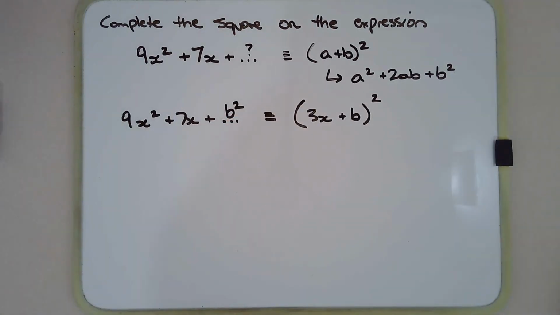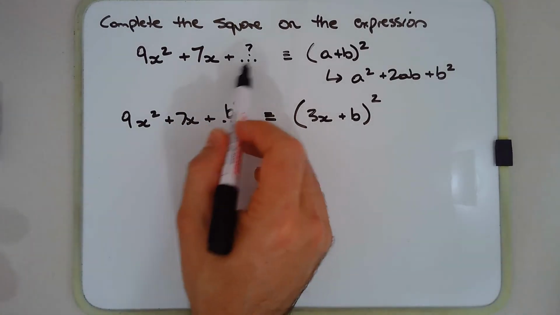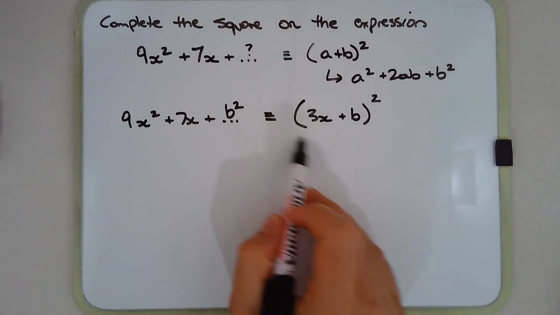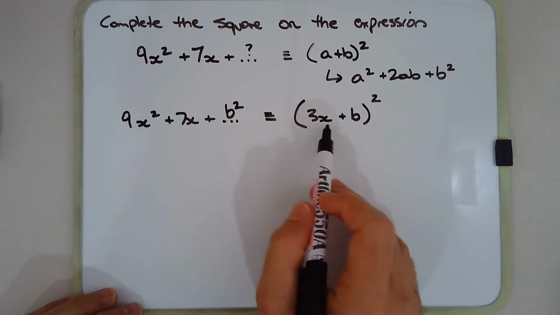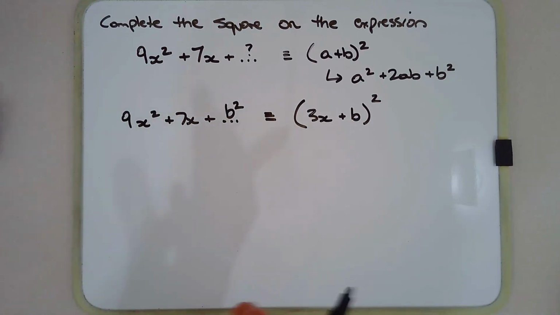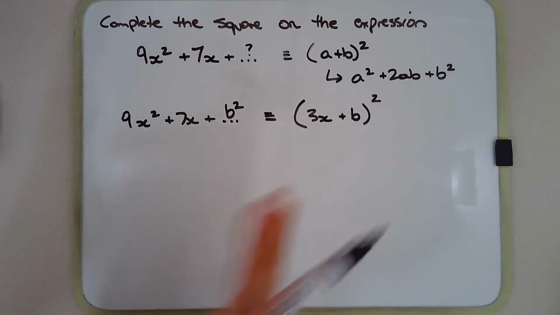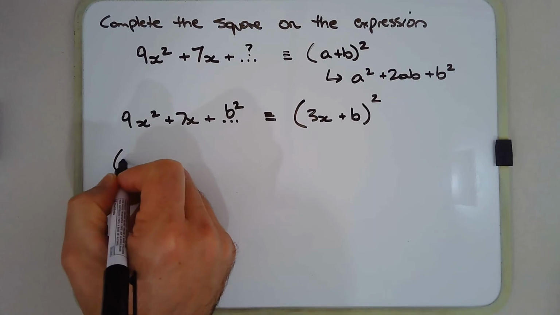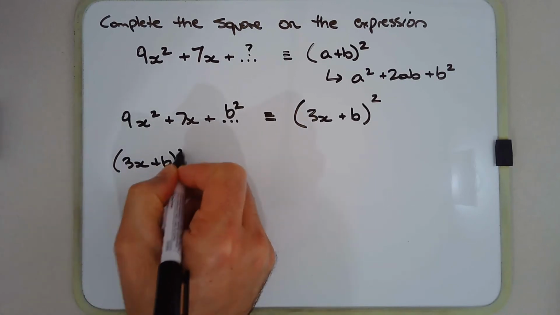Okay, so what we're trying to find here is the value of b, so that when you square it, we end up finding the third term of this expression, so that it becomes a perfect square, or can be expressed in perfect square form. So what we're going to do now is reverse this, start with 3x plus b all squared, expand it, and then equate the terms of each side of this equivalent statement. Okay, so starting off from this side, 3x plus b all squared.